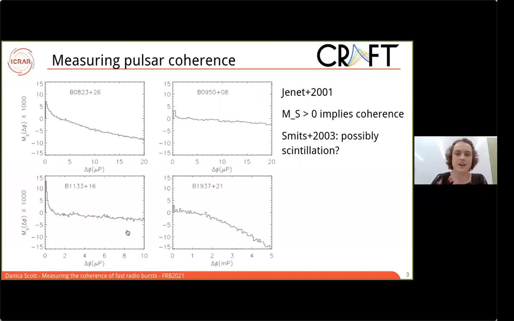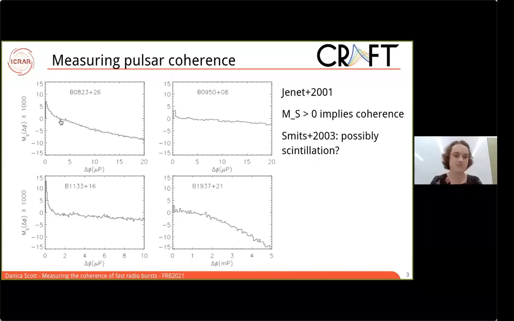This has been done for pulsars in the past. So Jenet et al. in 2001 measured 4 pulsars at high time resolutions of 50 or 100 nanoseconds, depending on which pulsar. And what they did is they took many thousands of pulsar pulses and averaged their statistics over all of those pulses and calculated this quantity called the modified coherence function.